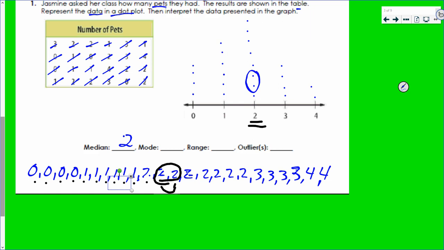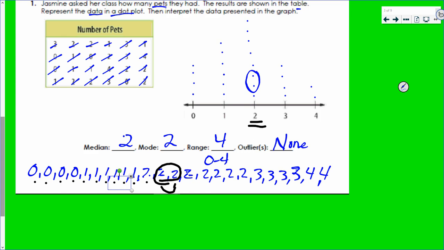Okay, so what was our mode? 2. Our range? 4. Or you can say 0 to 4. Do I have any outliers on this one? No. So what do I put? None. Do not put 0. If I put 0, I would be wrong, because 0 is one of my data points, and it is not an outlier. So be very careful in your verbiage.